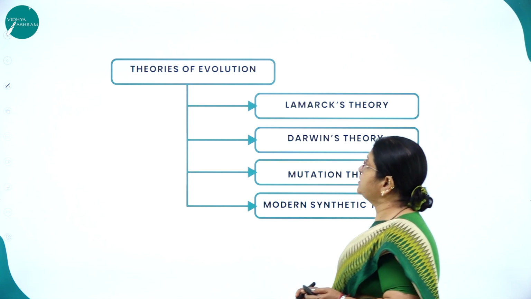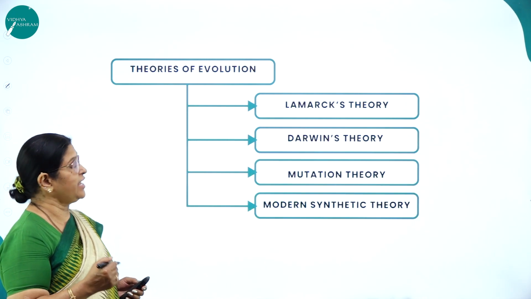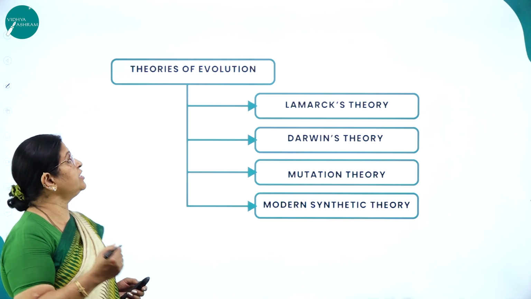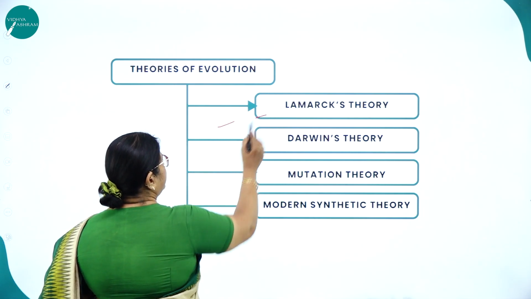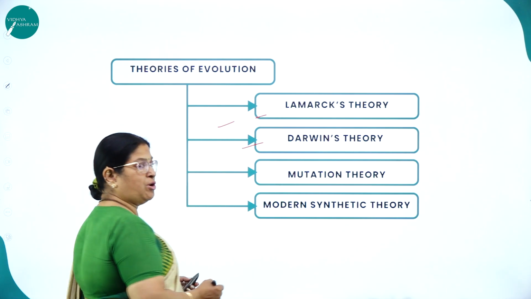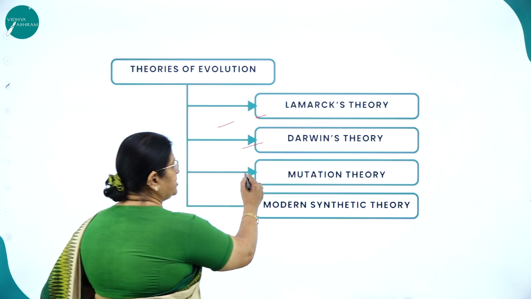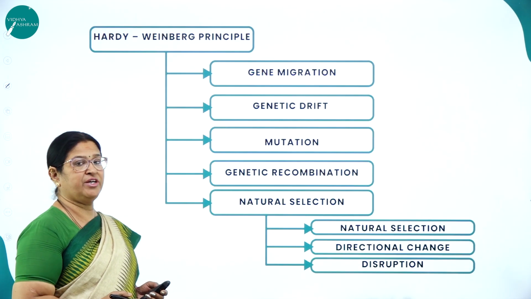Moving on to the theories of evolution. Different theories of evolution were put forward. That was the previous slide, evidences of evolution. Here, the theories of evolution. One such theory is Lamarck's theory, then Darwin's theory. As we all know, Charles Darwin is called the father of evolution. Then the mutation theory and modern synthetic theory. Moving on to the Hardy-Weinberg principle.